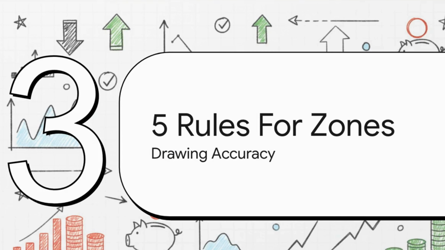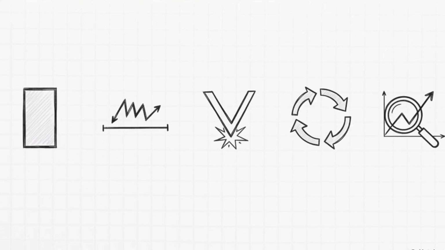Okay, let's get practical with Section 3, 5 rules for drawing zones. Now that we've got the psychology and mechanics down, it's time to grab your charting tools. Here are your 5 golden rules to accurately mark up your charts rather than just guessing.